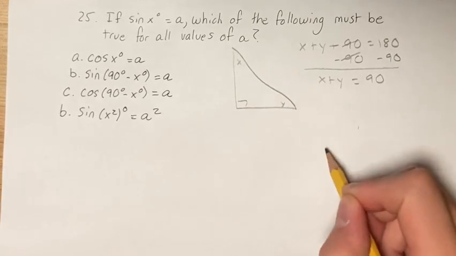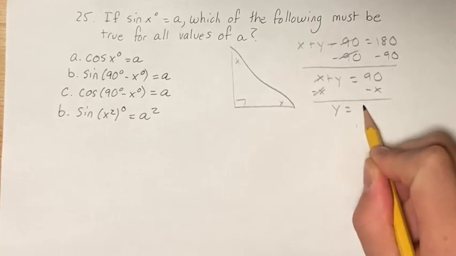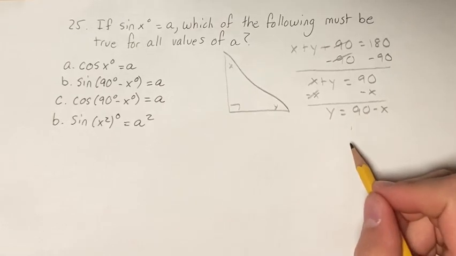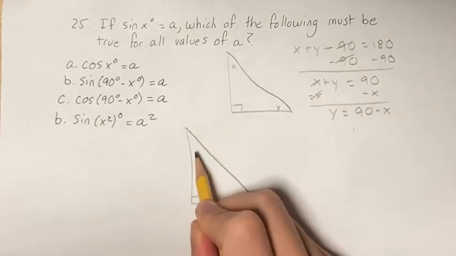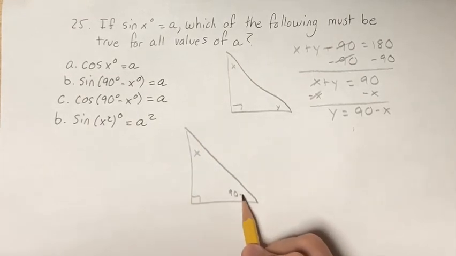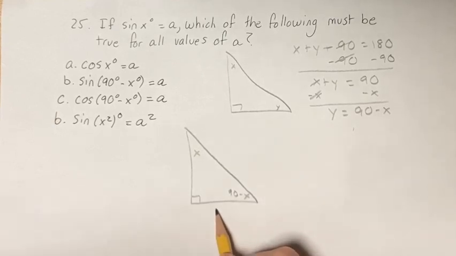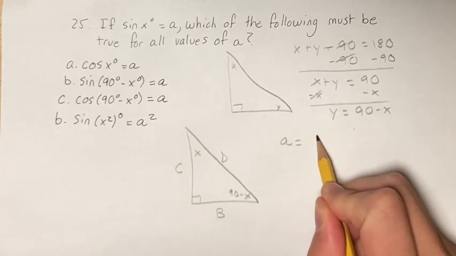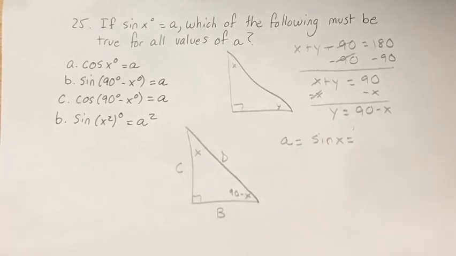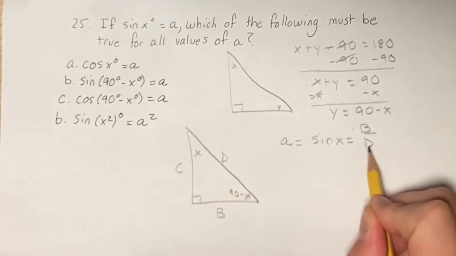And getting y in terms of x, subtracting x from both sides, we have y is equal to 90 minus x. And so we have a triangle, right, where we have the right angle, we have x, and we have 90 minus x. And let's just say the side lengths are b, c, and d. If we're saying the sine of x in this case is equal to a, then the sine of x is going to be the length of the opposite side to x, which is b, over the hypotenuse, which is d.